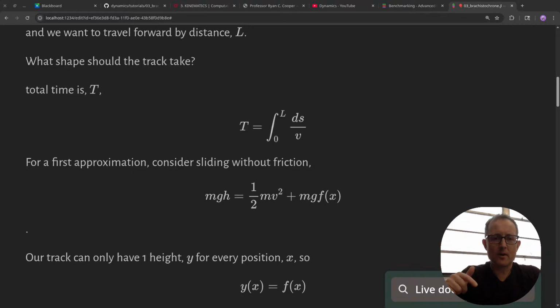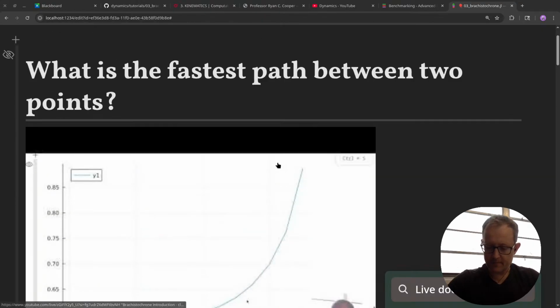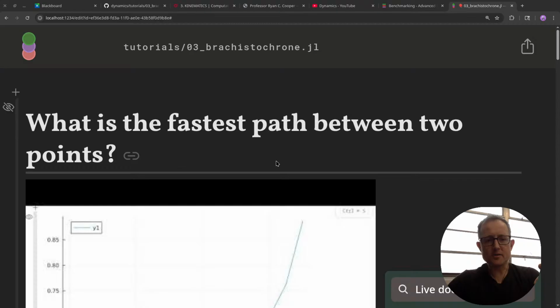Welcome back. I'm picking up where I left off from trying to determine the fastest path between 2 points. And I want to introduce this idea of variational methods, because this is what we'll use to talk about Lagrangians and these kinds of things.